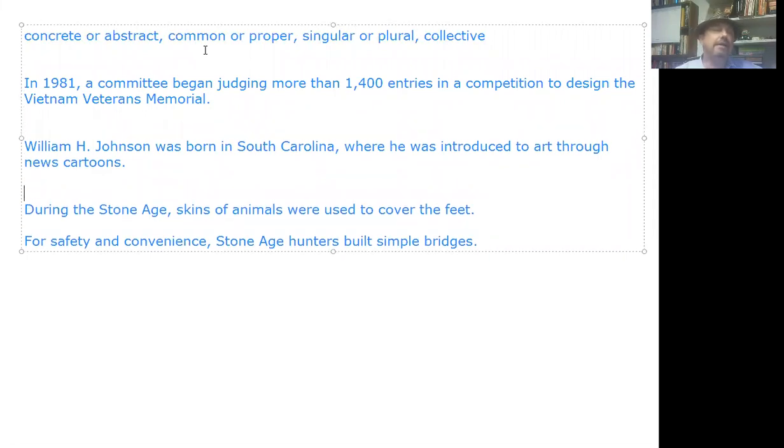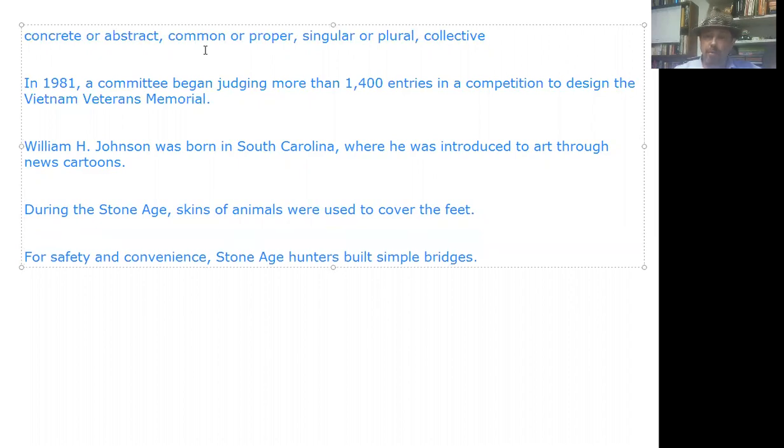And then in some cases, you're going to say whether the noun is concrete or abstract, whether the noun is common or proper, whether the noun is singular or plural, and then specifically for the seventh grade at this point in time, you're also going to be looking for collective nouns. Eighth grade, don't panic. Your time with collective nouns is coming. That's in a different lesson. So I didn't want you to be upset by that.